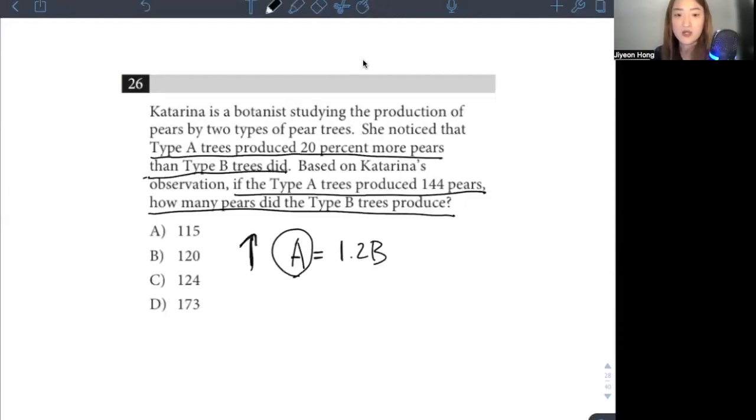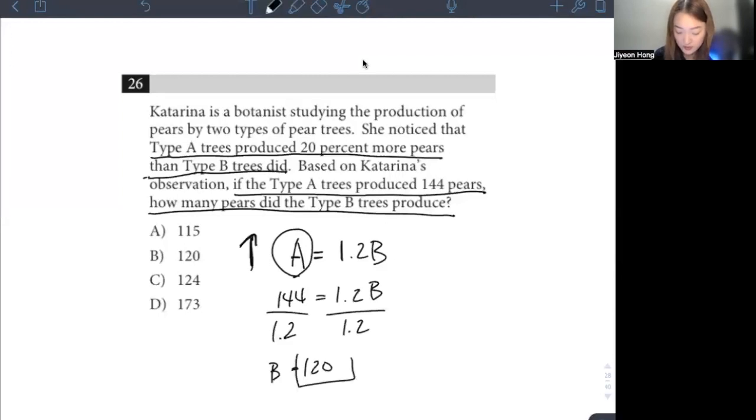But for now, understand that, for example, if I had double the amount of gummy bears than gummy worms, then I have to do 2 times the gummy worms to make up for the amount that they don't have. Okay. Anyway, so this is the equation. They tell us that type A trees produce 144 pears. So this is a simple plug and solve question. So divide by 1.2, and I get B is equal to 120. B.